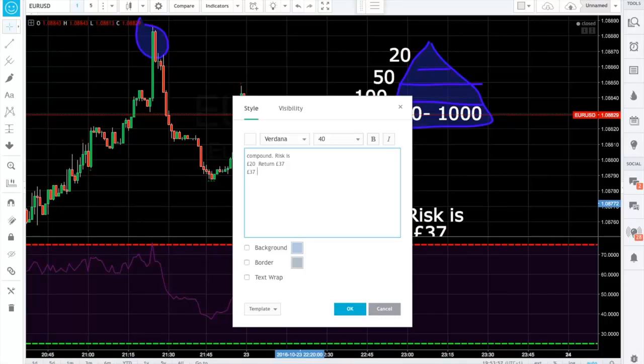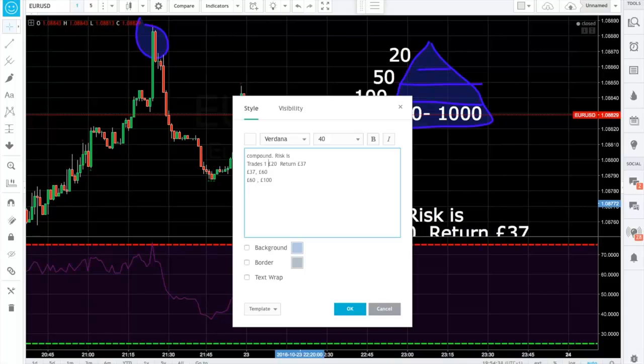Risk 37 for a return of, I'm literally completely guessing here right now, but I'll just say 60. And then you want to take one more trade, and you want to risk the 60 you've just made. So you're only risking your initial 20 and the rest is profit. So you risk the 60, and then potentially you'll be looking at a return of just under 100. And that's in 3 trades.